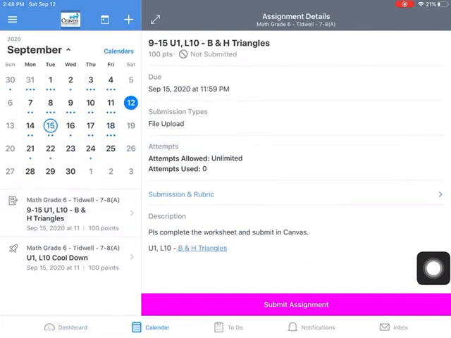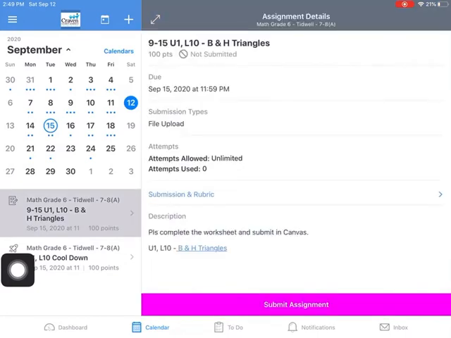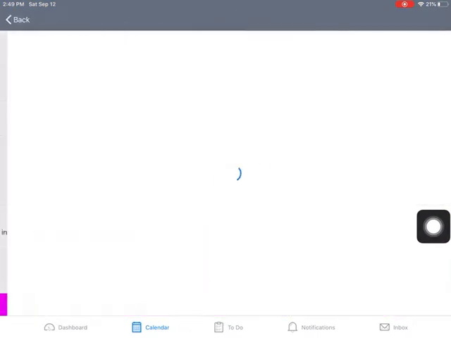And again, you can get there multiple ways. I'm going to click on today's date, which would be the 15th, because that's the lesson that we're on. And I can see that today, 9 TAC 15, my assignment is Unit 1, Lesson 10. And then after I'm done with that, then I've got my cool down. Select on that, and then I've got my task for today.